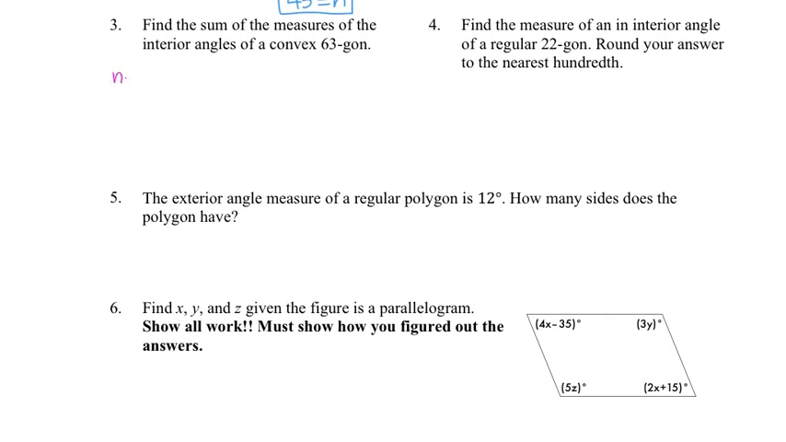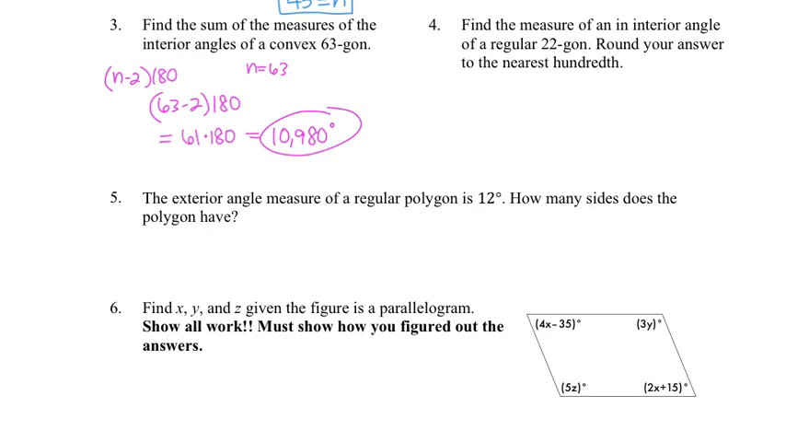So if we use our formula, n minus 2 times 180, we know that n is equal to 63, so you just have to do 63 minus 2, which is 61. I don't care if you just wrote 61 times 180, that's fine, or wrote it out in the formula, but obviously that's the same thing. And then 61 times 180 gives us 10,980 degrees. So that is the sum of all the angles inside a 63-gon. So pretty big figure there.